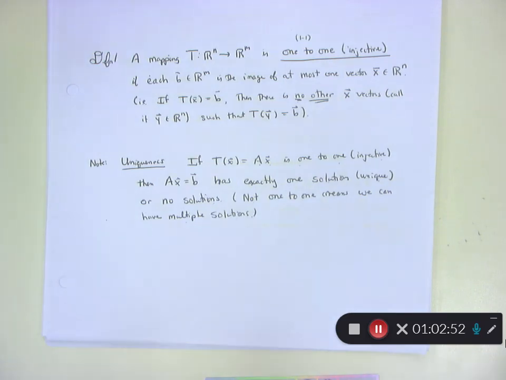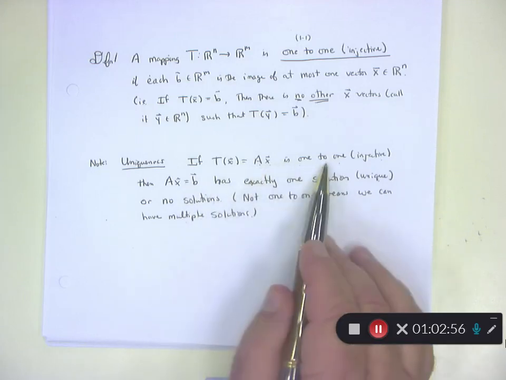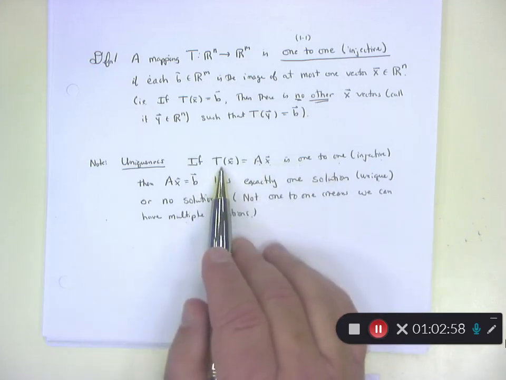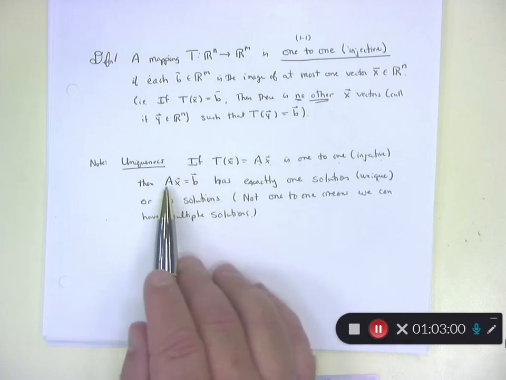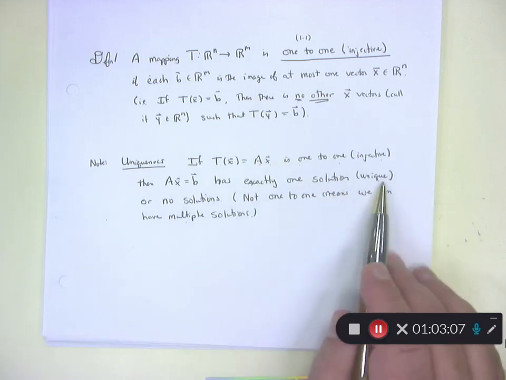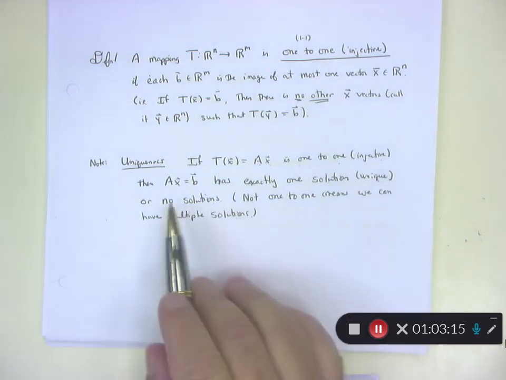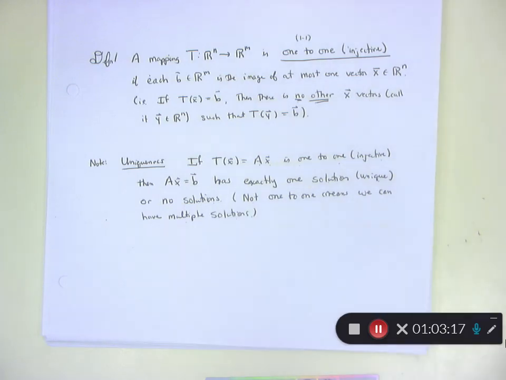So when you happen to have a 1 to 1 case, when matrix A is 1 to 1, or linear transformation T is 1 to 1, injective, then that equation, when converting it to a matrix, Ax equals b, is either going to have one solution, and it's going to be a unique solution. You know, x1 equals 5, x2 equals 7, x3 equals negative 23. You get one solution. Or you could actually have that no solution case, okay?